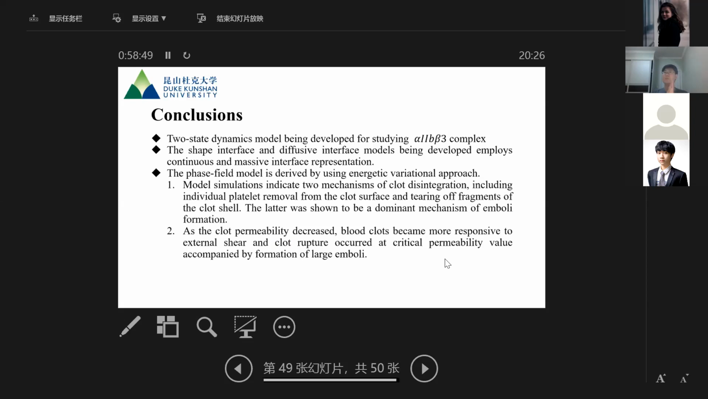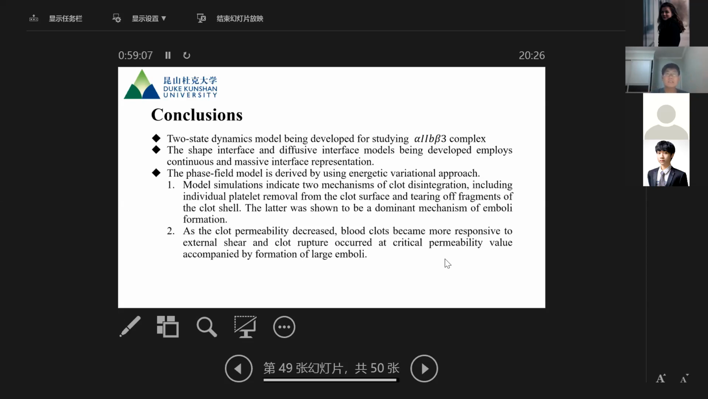Currently, I'm working on the mathematical model for the reaction part, to model how the platelet is activated by the agonist and how the platelet aggregate is formed due to the reaction. This is my current and future work.